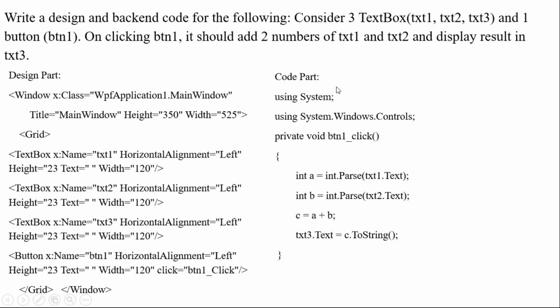That's it. And for the code part, using System, in the button1 click you convert the two text boxes to integers, add them and store the result in the text box. See, this code you know. Only you have to deal with the design part, because in Windows Forms we were not having any design code. But here we are going to deal with design code. So this question carries 6 to 8 marks, guys. 6 marks for midterm, 8 marks for final examination maybe.